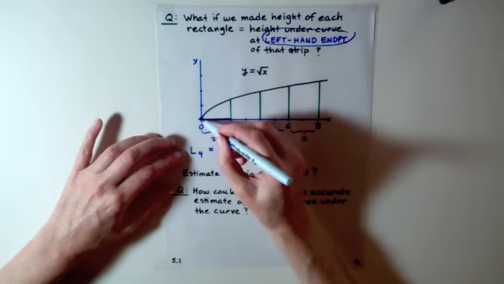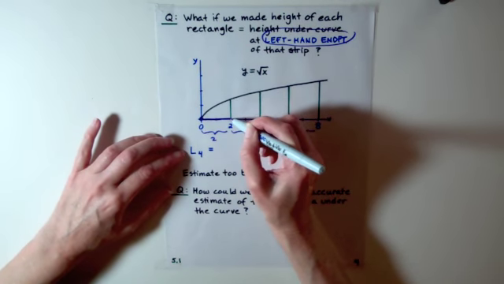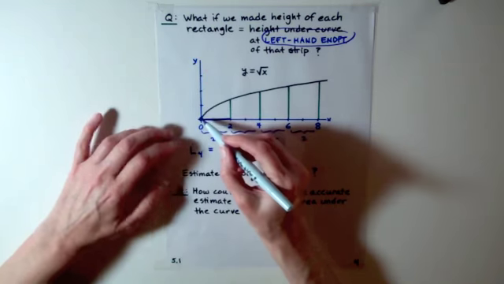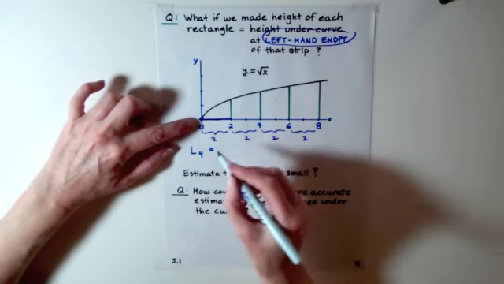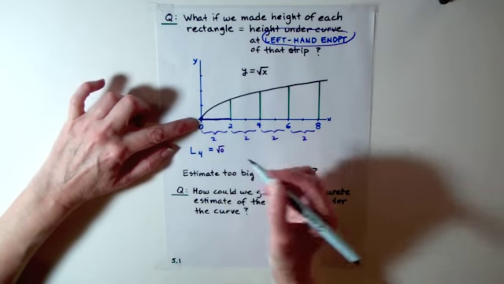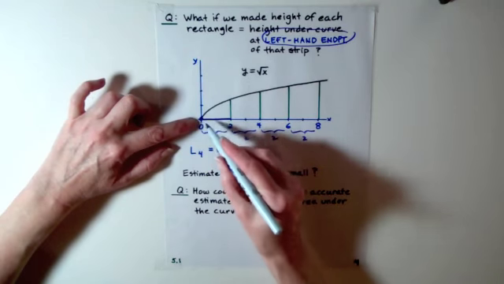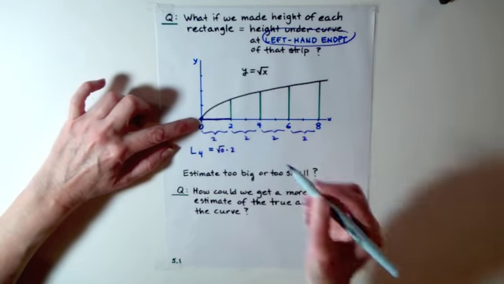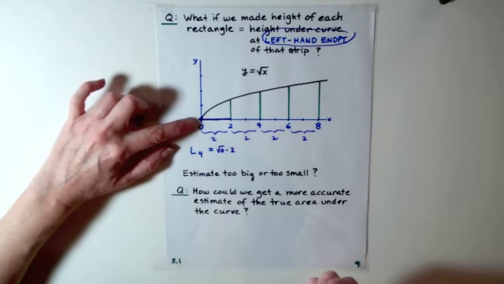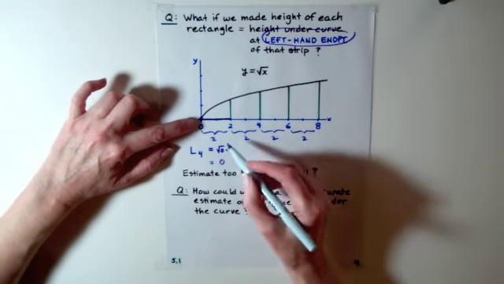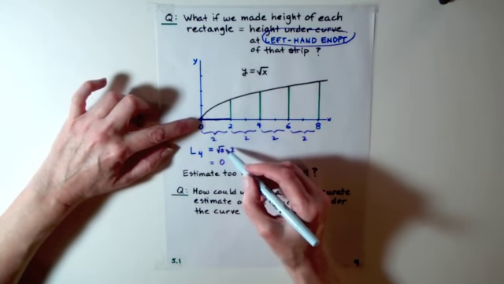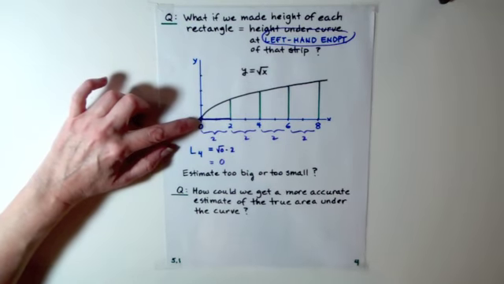If I wanted the area of this line segment, well, it would be its height, but its height is really square root of 0, which is 0. And its width is 2 units long. So the area of that first rectangle is really going to be an area of just 0, because the height is square root of 0, which is 0, and I multiply by the width, which is 2.